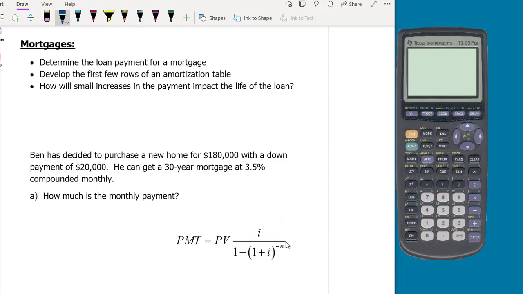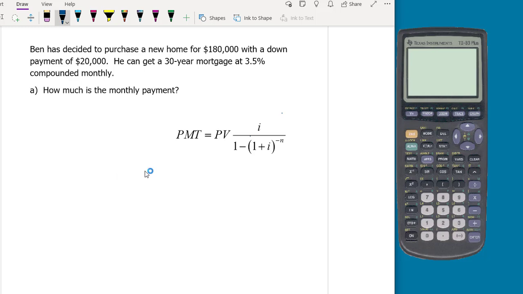In this video, we are going to be investigating how mortgages work. We are going to determine the loan payment for a mortgage, develop the first few rows of an amortization schedule, and look at how small increases in the payment impact the life of the loan.